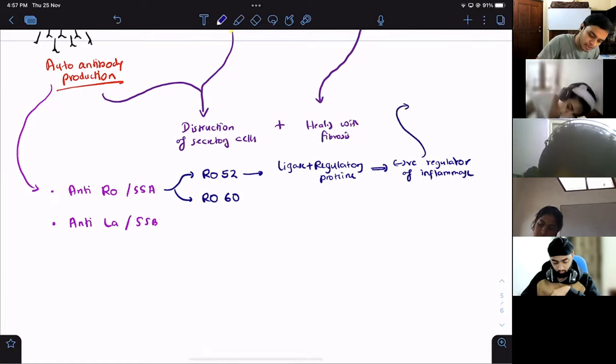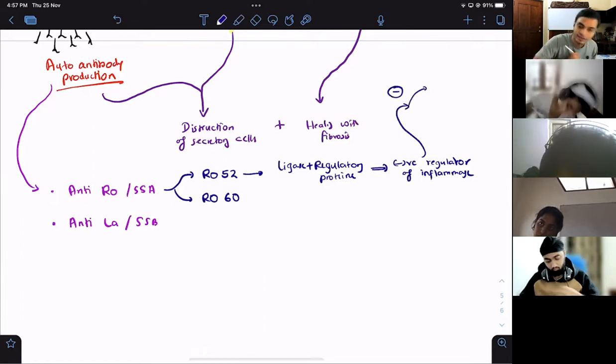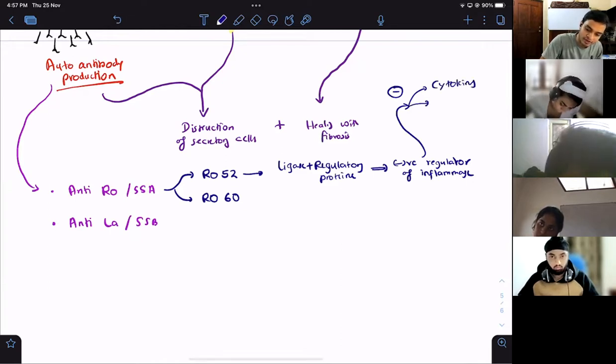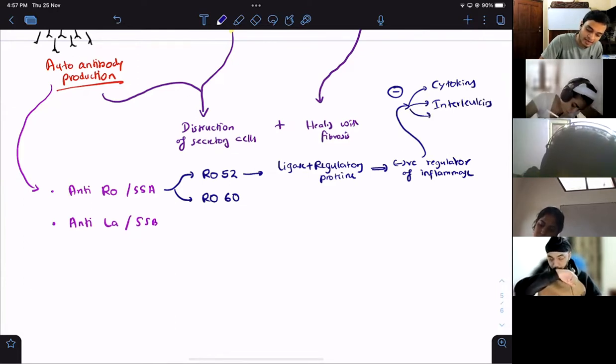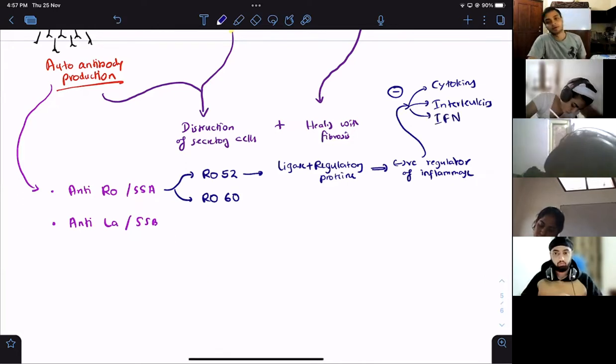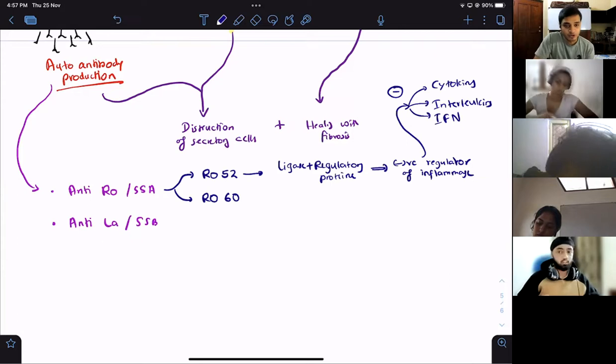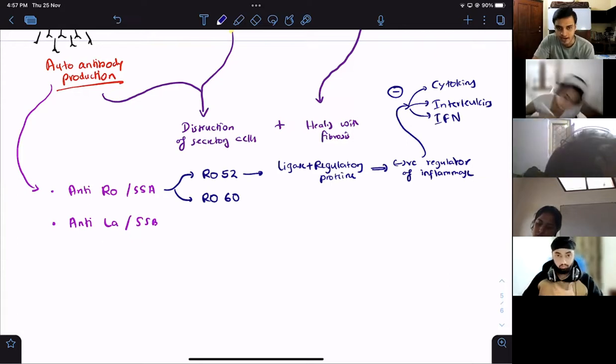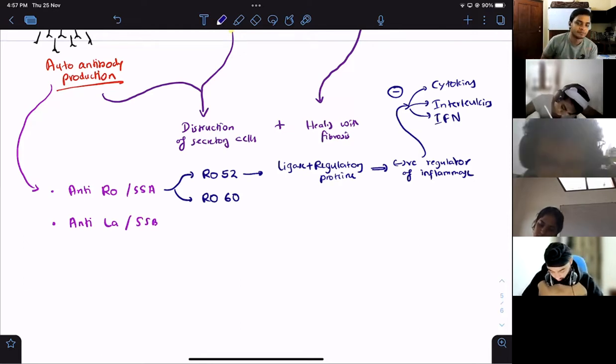How does it do that, guys? It has an inhibitory action on certain cytokines, on certain interleukins, and on certain interferons as well. So this is how this Row 52 protein acts. It is a ligase protein. It's a regulatory protein. It can go and ligate some of these bonds formed during inflammation, and it can deactivate some of these cytokines, interleukins, and interferons.